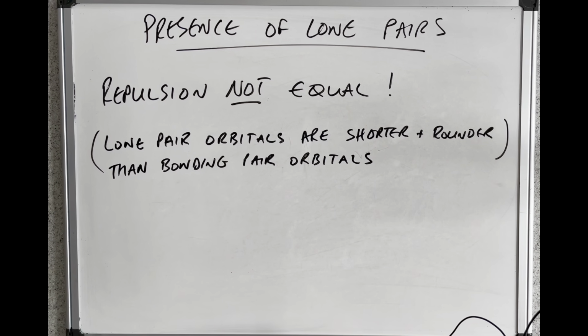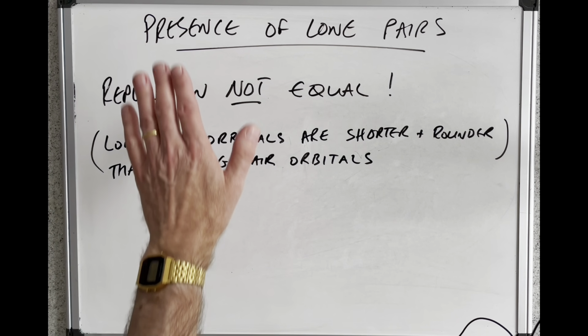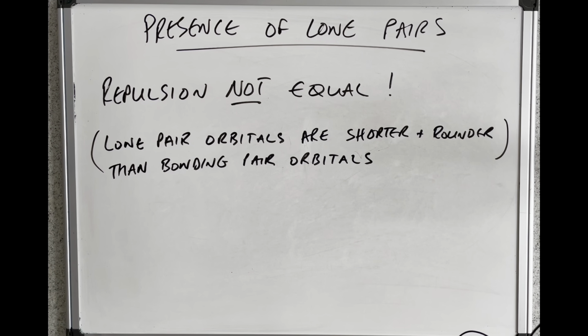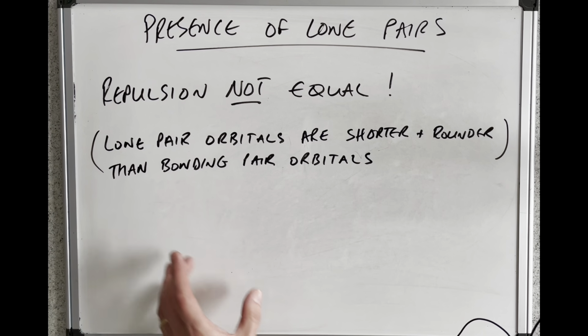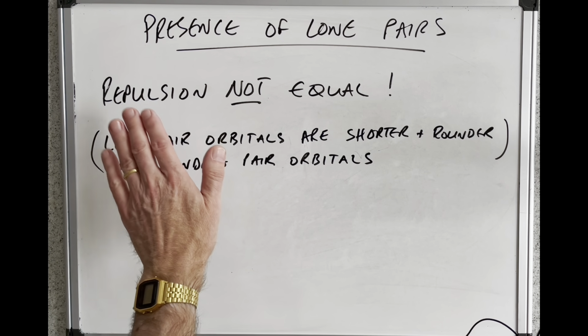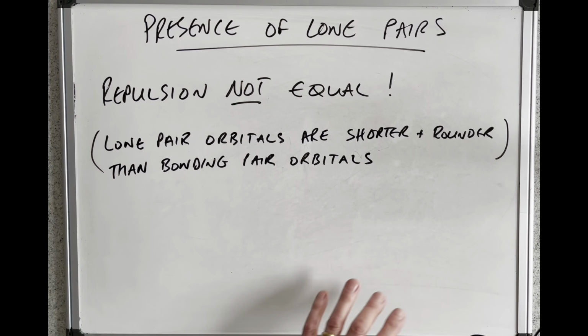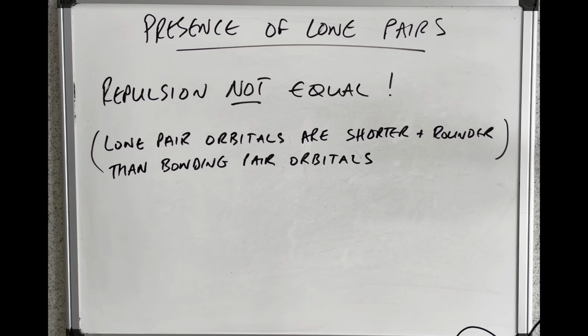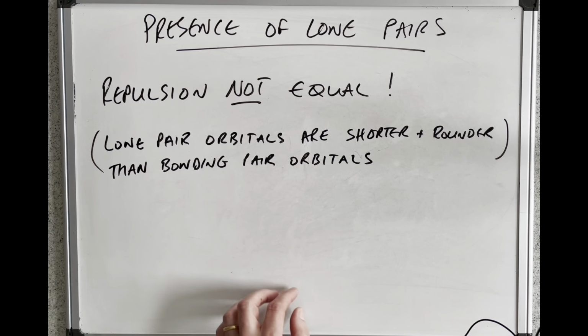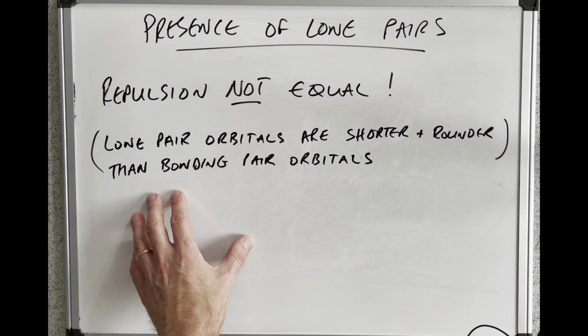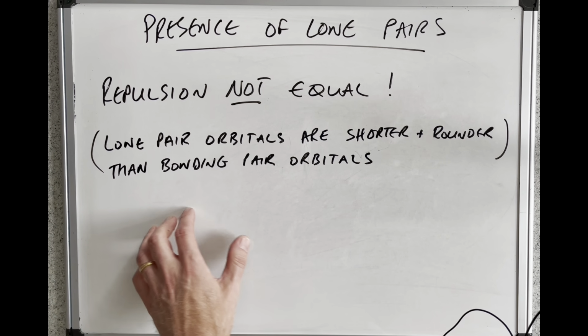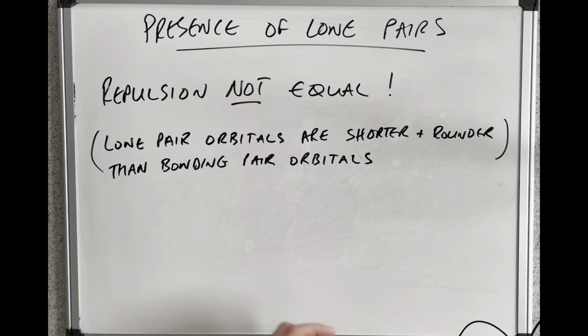For the next section of the video, we're going to start looking at the impact of the presence of lone pairs in the valence shell. The most important thing to appreciate is that repulsion will no longer be equal. In all the examples you've seen so far, where you've just got bonding regions, the repulsion between those electron regions has been equal. It's not the case when you've got lone pairs. The reason for that is beyond A-level chemistry, but if you are interested, it's because lone pair orbitals are shorter and rounder than bonding pair orbitals, and they basically can repel more than bonding regions.